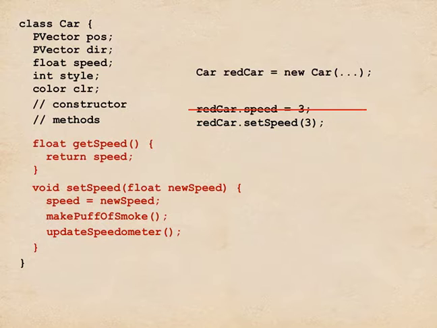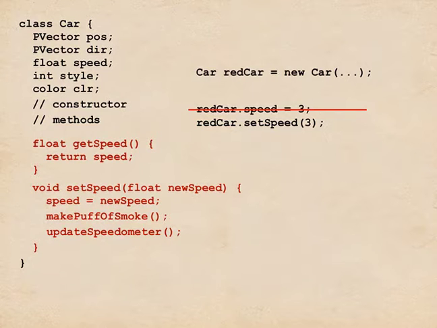Well, these are changes that are happening inside of Car. If we went with the first approach and said redCar.speed = 3, then makePuffOfSmoke and updateSpeedometer would never get called. But if we always call setSpeed, then we can change anything that happens inside of Car. And every time we change the speed, all sorts of other stuff can happen.